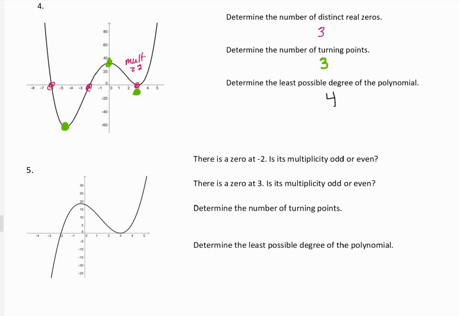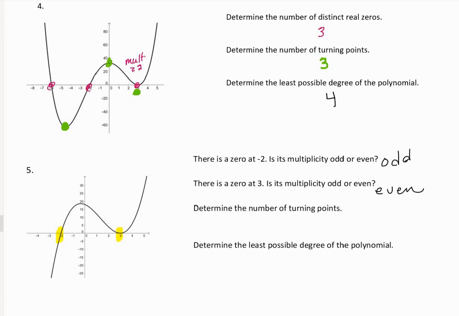Okay, problem 5. There is a 0 at -2, which is right here. Is its multiplicity odd or even? Well, the answer is that it is odd, and the reason I know that is because the graph goes through the x-axis. It doesn't touch it and bounce off. There is a 0 at 3. Is its multiplicity odd or even? And it is even because it bounces off.